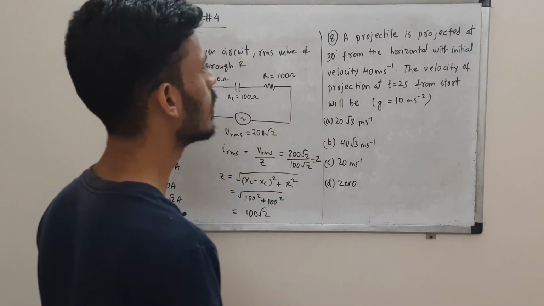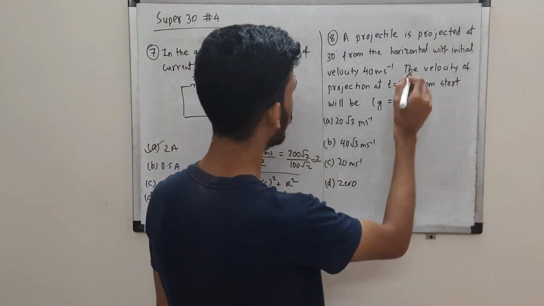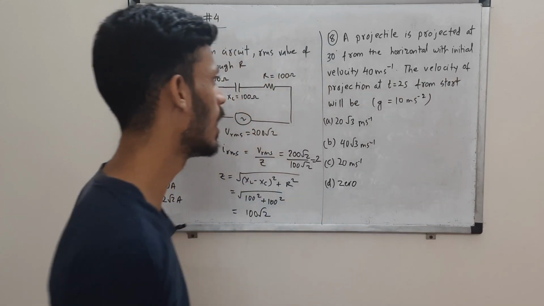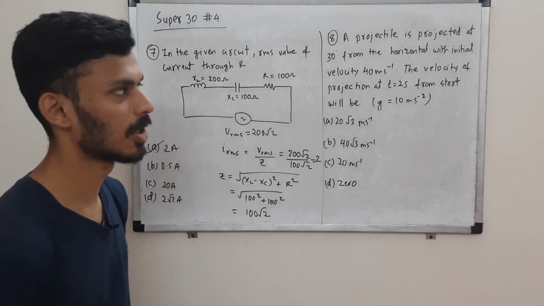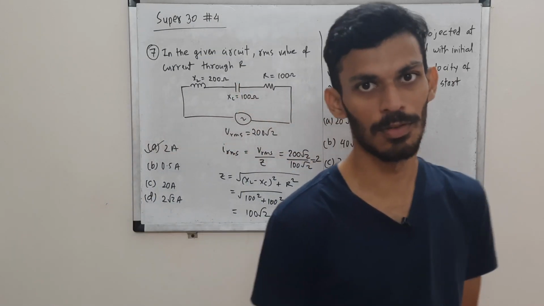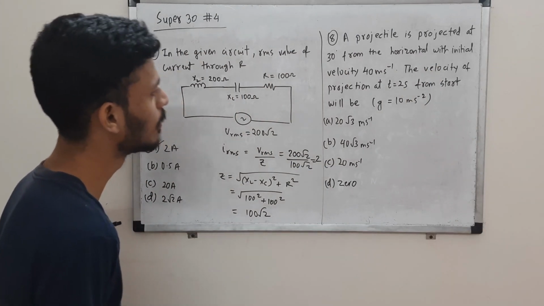So let's come to this one. Here we have a projectile motion which is projected at an angle of 30 degrees with velocity this. Everything fine up till here. You are supposed to tell what will be the velocity at time t equal to 2 seconds for this projectile motion. Now I can see a special thing over here.